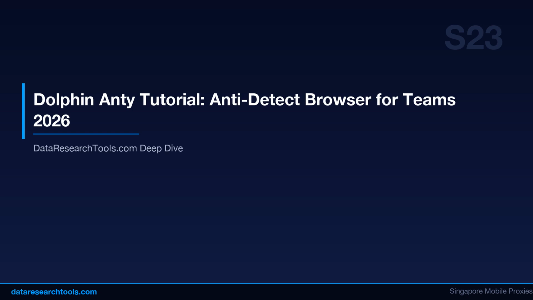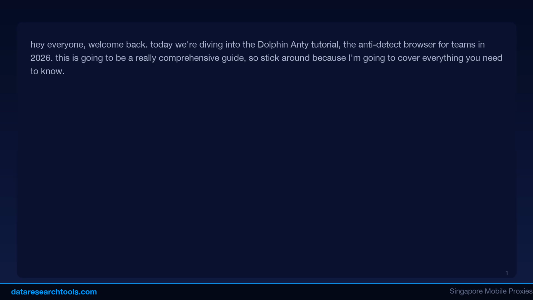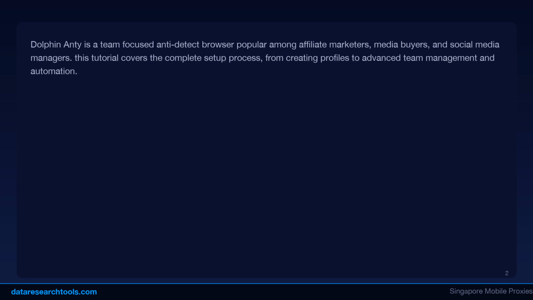This is going to be a really comprehensive guide, so stick around because I'm going to cover everything you need to know. Dolphin Anty is a team-oriented anti-detect browser designed for managing multiple online accounts. It creates isolated browser profiles, each with a unique digital fingerprint, making it appear as if each profile is a different person on a different device. This is essential for social media management, e-commerce operations, affiliate marketing, and any work requiring multiple accounts.